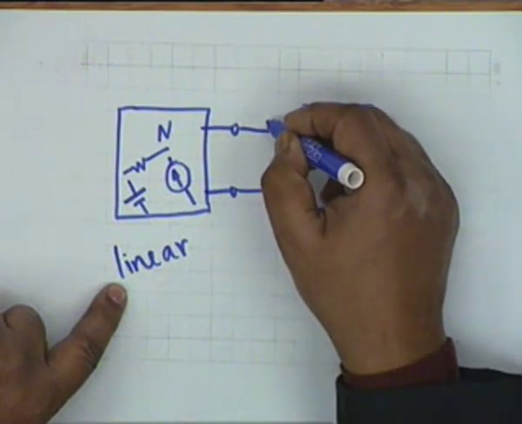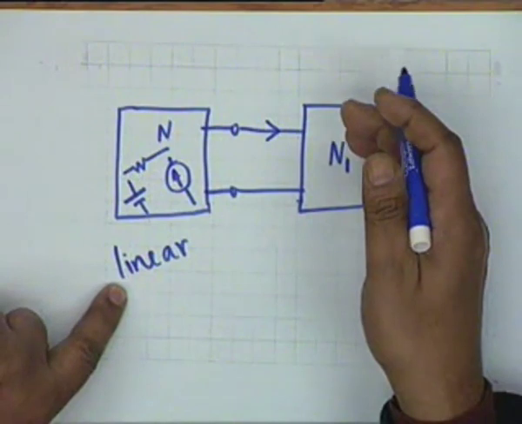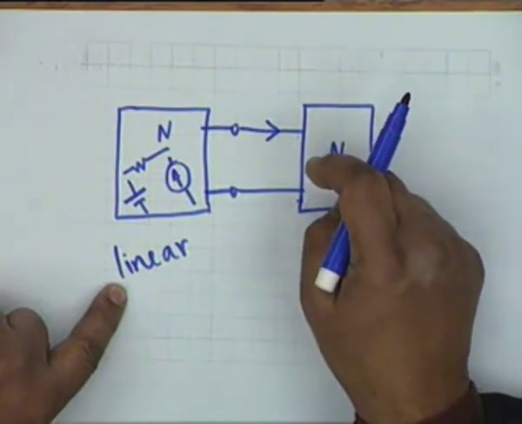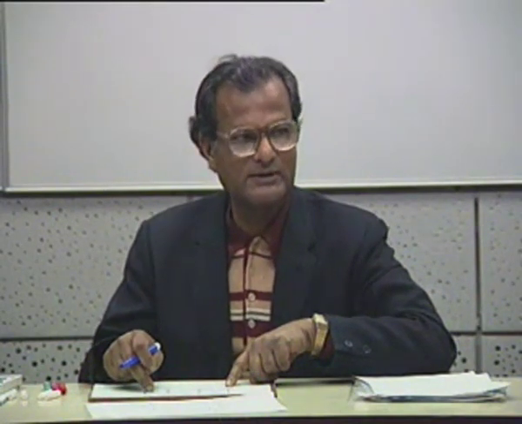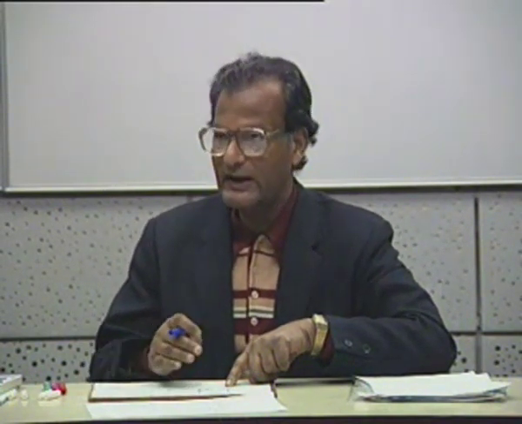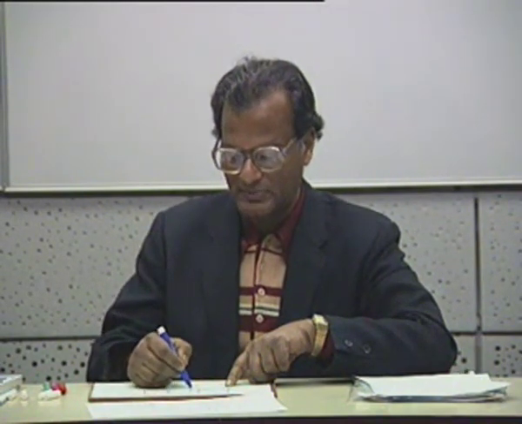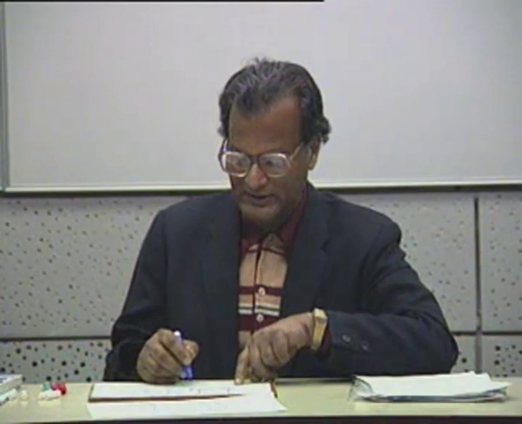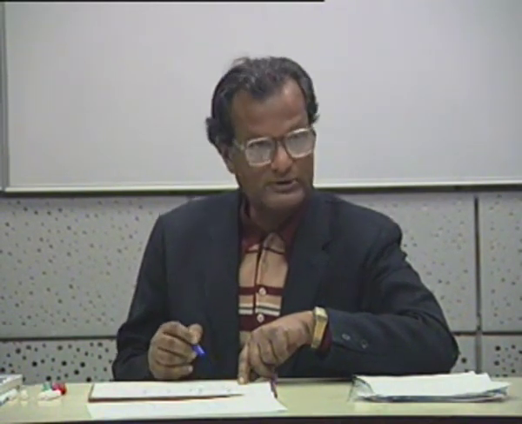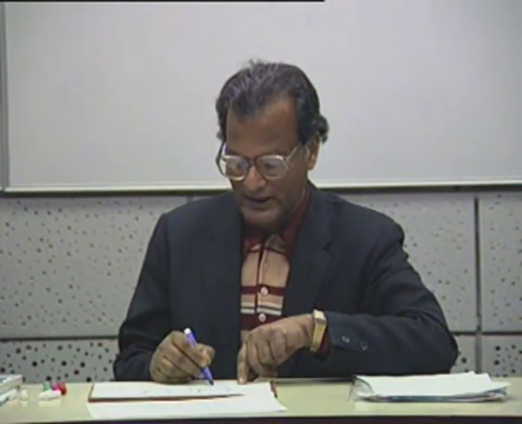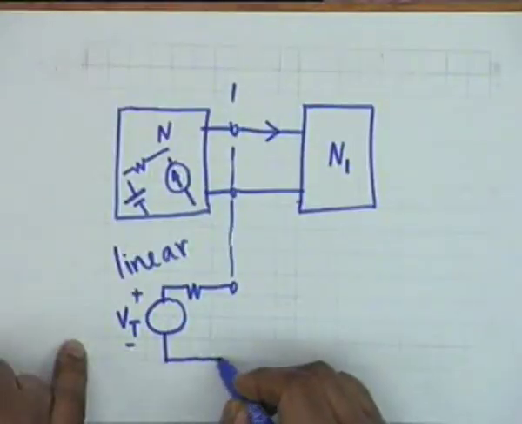Then as far as the current injected into N1 is concerned, in so far as the load or the driven network is concerned, the network N or the driving network can be replaced by an equivalent network. And this equivalent network consists of a voltage source VT, an ideal voltage source, in series with a resistance RT.